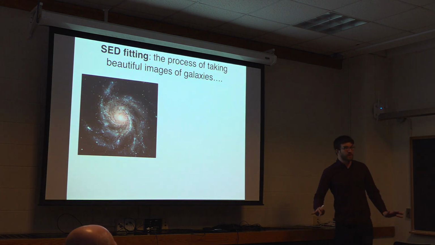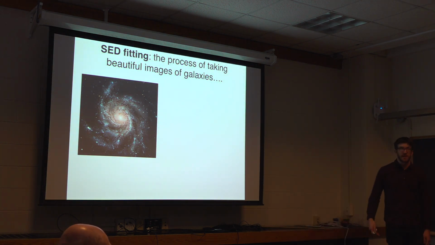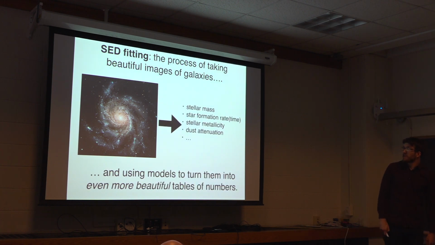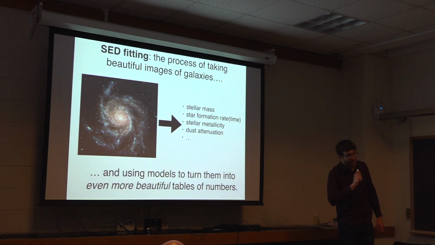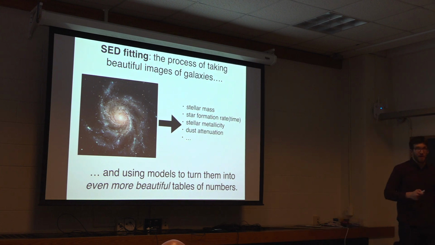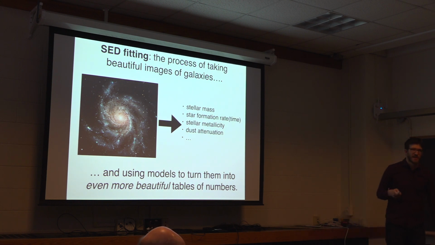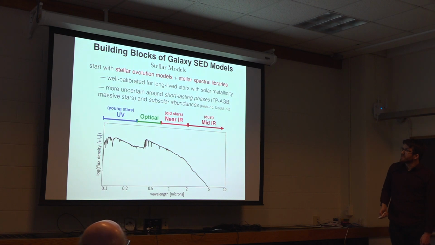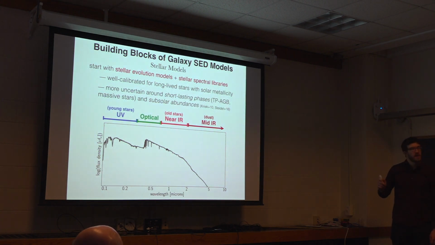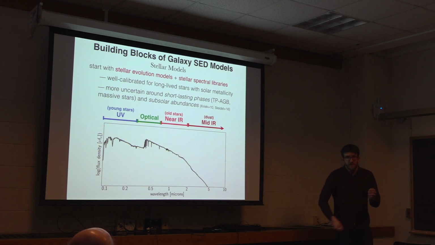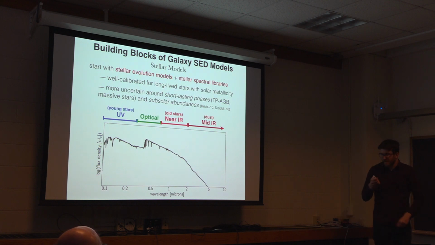So just to quickly get to the basics, SED fitting is the process of taking these very beautiful images of galaxies and turning them into even more beautiful tables of numbers. So we do that by fitting models to them, and we get out things like stellar masses, star formation rates, metallicities, dust attenuation, and so on. I'm going to start out by just talking about the UV to the near infrared. Just a couple slides to orient you to this, and then we'll transition into talking about the mid and far infrared, which will be the focus of the talk.